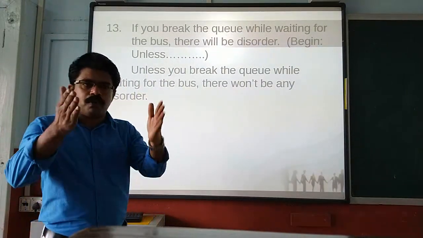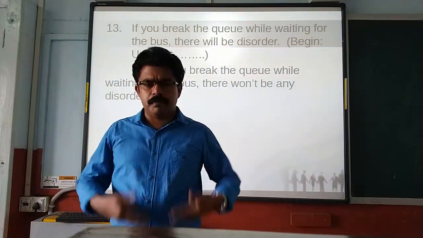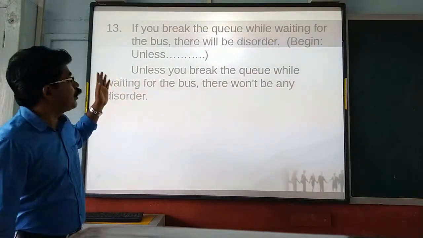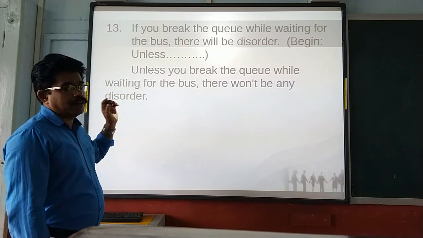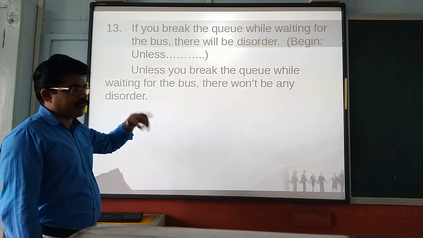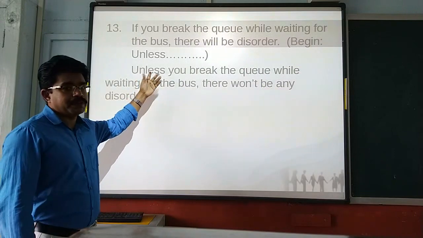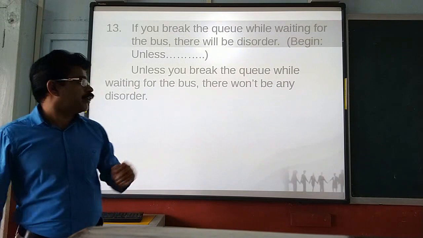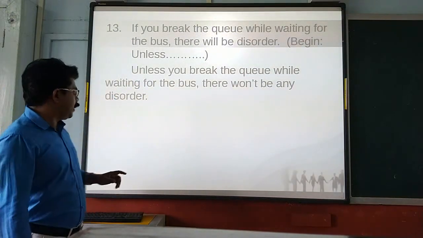If all of you follow in the same order, there will be no confusion. The moment you break, that is what is mentioned there. So the structure we can see: if you break the queue while waiting for the bus, there will be disorder. Now what is the reason for disorder? Breaking. Unless you break. Unless is given. So, unless you break it, there won't be any disorder.